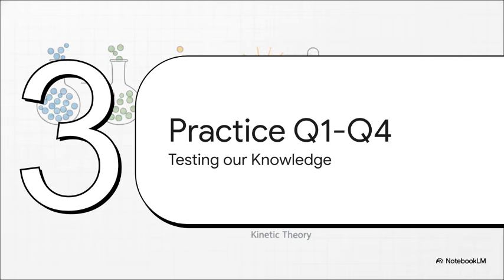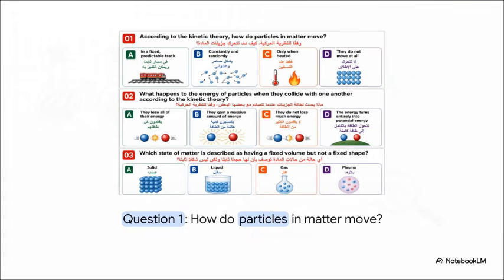Moving into Section 3, practice questions 1 through 4. Let's test our knowledge. Question 1 asks, according to the kinetic theory, how do particles and matter move? Think back to our 4 assumptions. The right answer has to be B, constantly and randomly, or bishakl mustamir wa ashwai. They don't move in perfectly straight train tracks, they don't only move when you heat them up, and they for sure don't stand still. Constant random motion is the golden rule.